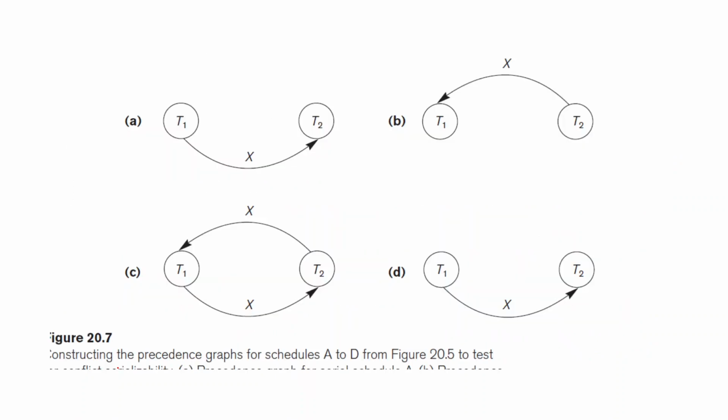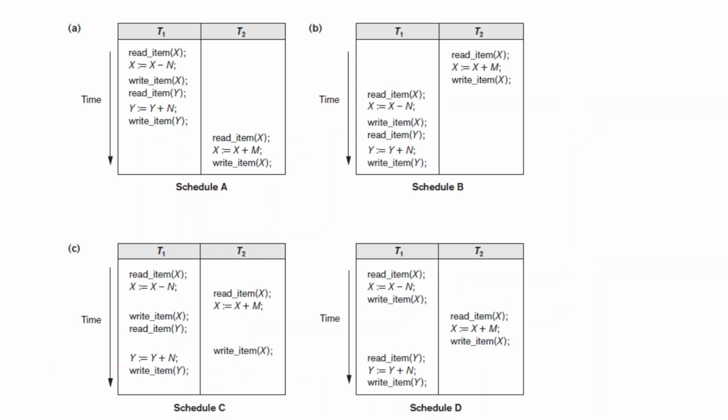Okay, now we will look at an example. These are schedules A, B, C, D, which we had seen in the earlier discussion also. In schedule A, transaction T1 is completely executed before transaction T2, so this is a serial schedule. T1 is executed first, followed by T2. In the case of schedule B, it is the reverse: T2 is executed first and then T1. And in the case of C and D, we have an interleaving of executions.